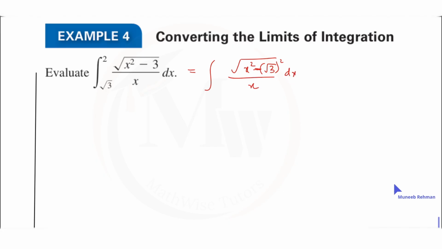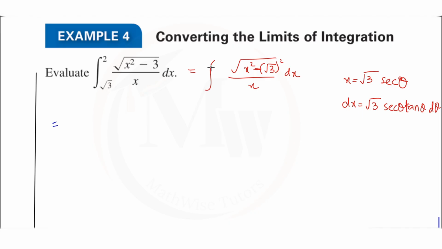So put here x is equal to a, and a is square root 3 secant theta. Now take the derivative. dx is equal to square root 3 times the derivative of secant theta, which you know is secant theta tan theta d theta. Now plug in the dx value and x value.